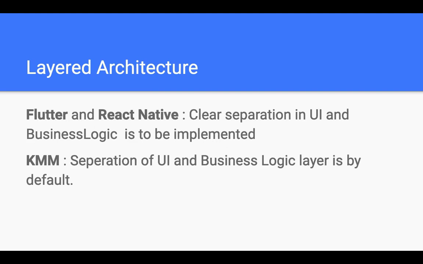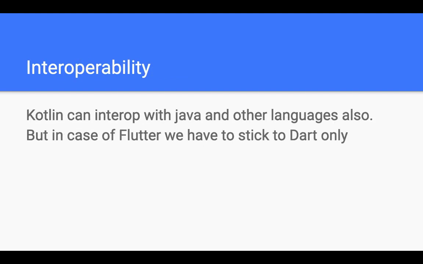Layered architecture. In Flutter and React Native, a clear separation of UI and business logic has to be implemented. In KMM, separation of the UI and business logic layer is by default. It means when we write an application in Flutter and React Native, we have to think about separation of the business logic layer and UI layer. But if we follow the specifications of KMM, the UI layer and business logic layer are separated automatically.